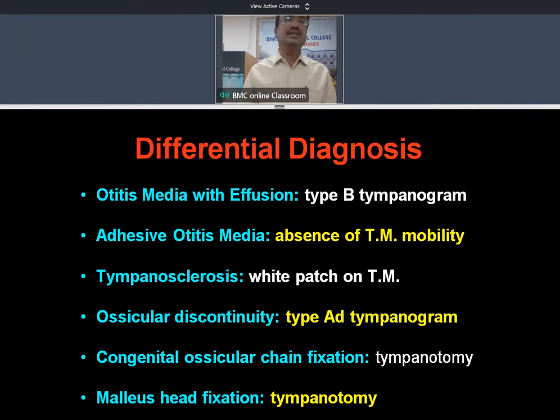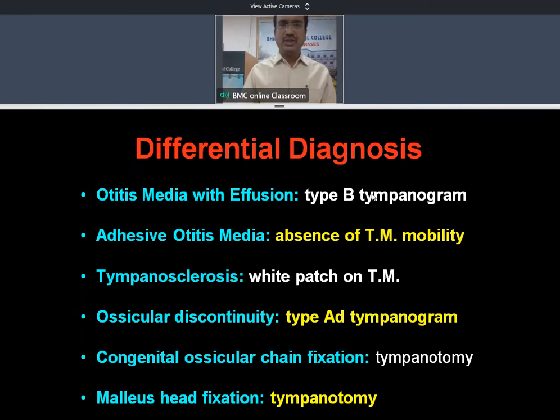This tympanosclerotic foci sometimes will be present around the ossicular chain. It will impair the mobility of the ossicular chain. So ossicular discontinuity. Suppose there is a discontinuity of the ossicular chain because of necrosis or dislocation of the incudostapedial joint. These people will have the conductive type of hearing loss with intact tympanic membrane, but you can differentiate again by doing impedance audiometry.